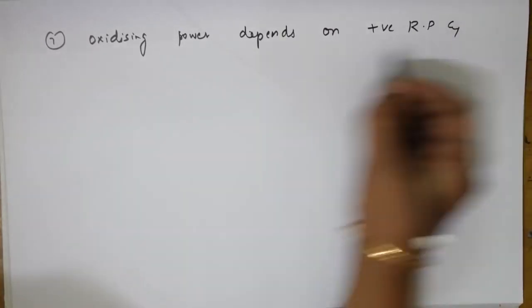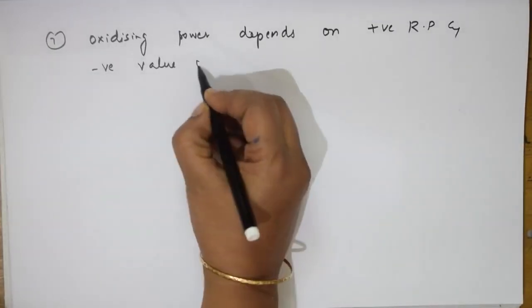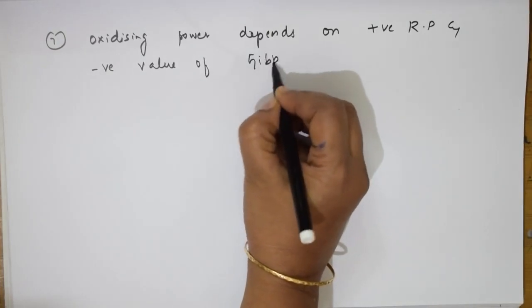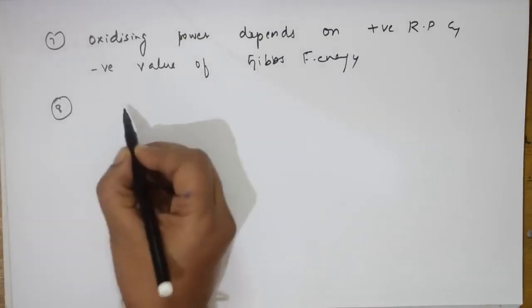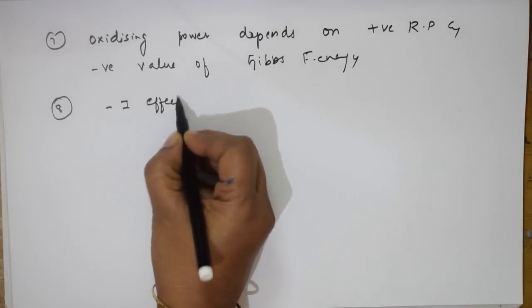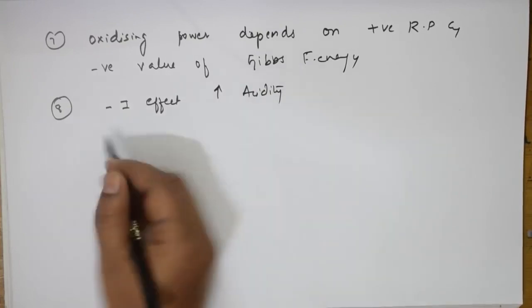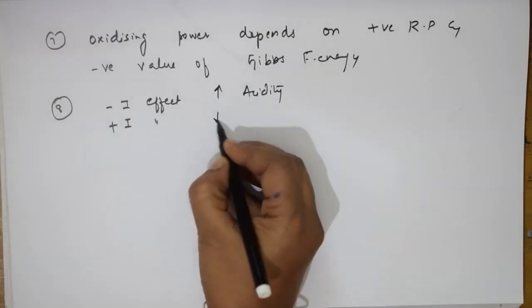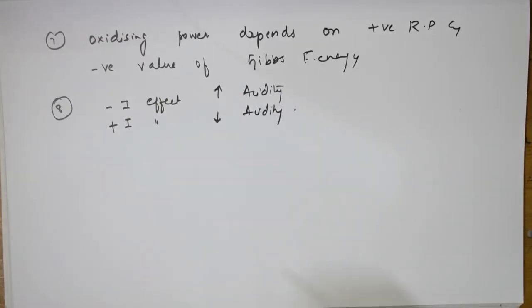And it also depends on negative value of Gibbs free energy. These are all important things which you should remember before you solve. Next, if I have to speak in terms of general organic chemistry, minus I effect groups, they increase the acidity. Plus I effect groups, they decrease the acidity. Remember this. Yes, done.